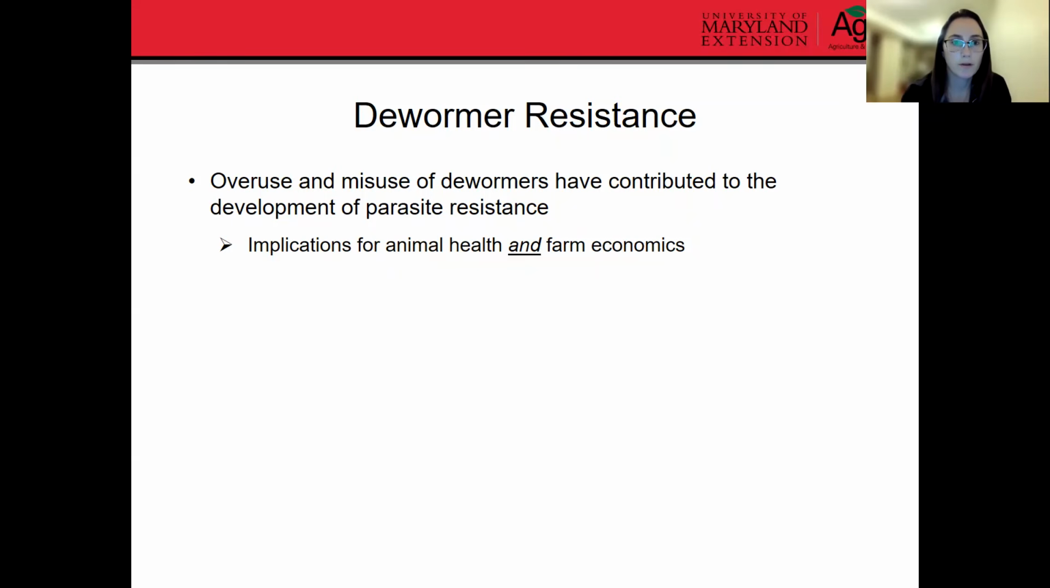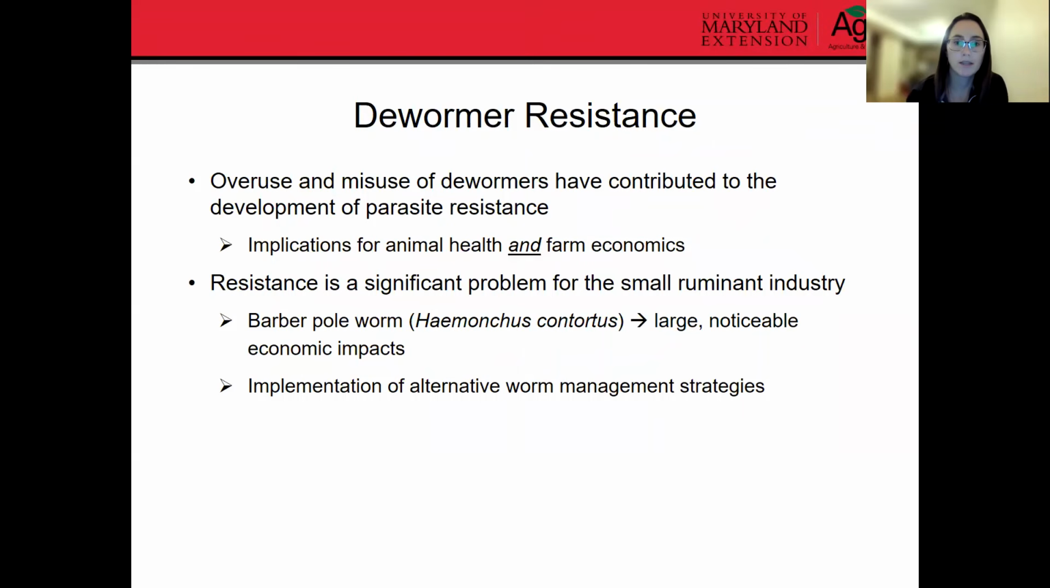Unfortunately, overuse and inadvertent misuse of dewormers over time has contributed to the development of this parasite resistance. This obviously has implications for our animal health as well as our farm economics, and it's a significant problem for the small ruminant industry. For folks familiar with the sheep and goat industry, they have issues with dewormer resistance, and they have for quite a long time.